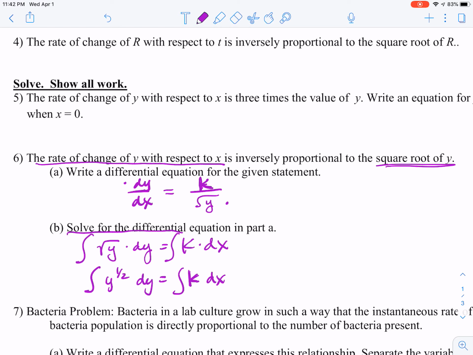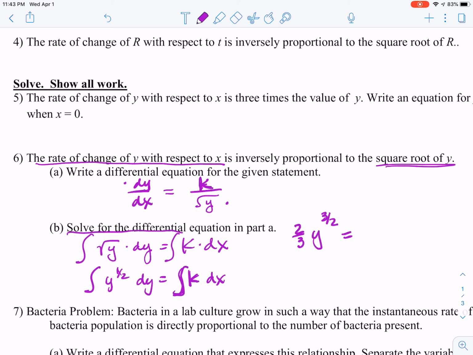And so you're going to add 1 and then divide. So when we add 1 to a half, we get 3/2. And dividing is the same as multiplying by the reciprocal. So it'll be 2/3 y to the 3/2. Normally we'd put a plus c, but we're going to go ahead and wait and just do that on the other side. Okay, now we're integrating this side with respect to x.